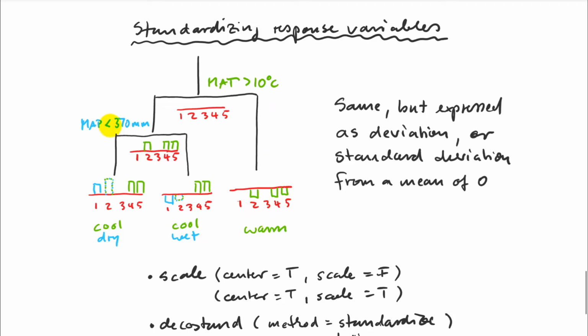And then if I add the second split here, the mean annual precipitation, I can read off the results much easier. So species 1 and 2, they like the cool and dry conditions, not so much the cool and wet conditions. Species 3 has average species frequencies everywhere, and then the 4 and 5 here, they don't care about precipitation, but they do care about the temperature difference. So it's a little easier to see it if you express it as a standard deviation from the mean.